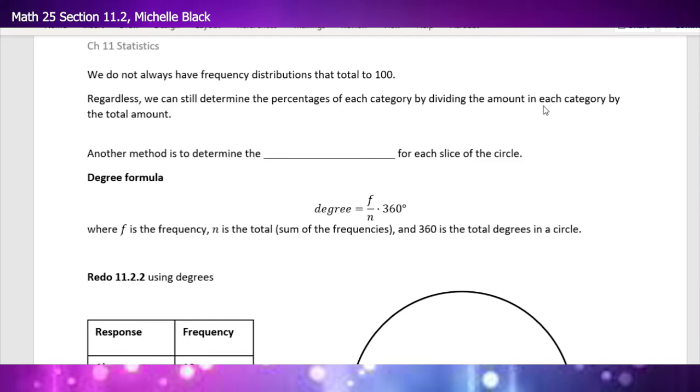Now there is another method for setting up your pie chart, and it's to use degrees. So determine the degrees for each slice of the circle. Now a circle is made up of 360 degrees. So what we can utilize in our degree formula is if we divide the frequency by the total number, like the number of responses for one category divided by the total number of responses, and then multiply it by 360 degrees, it'll tell us how many degrees of our circle make up that portion of our slice.